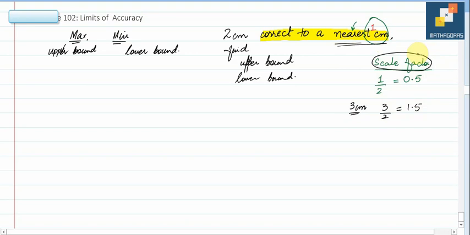Now the scale factor is very important when you are finding the upper bound. The quantity, that is 2, plus the scale factor gives your upper bound. So that will be 2 plus 0.5, which is 2.5. Similarly, for the lower bound it's 2 minus 0.5, that will be 1.5. So for the upper bound we add the scale factor, and for the lower bound we subtract it.